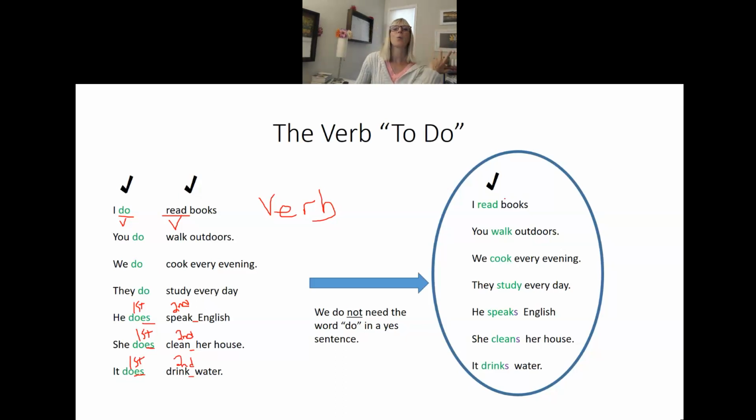When I take away the do, I have only one verb. This is my first verb. It's my only verb. So when I use he, she, and it, first verb, S. He speaks English. She cleans her house. It drinks water.